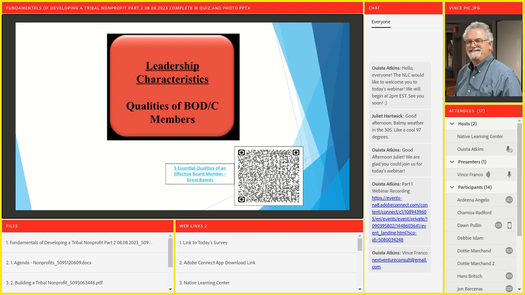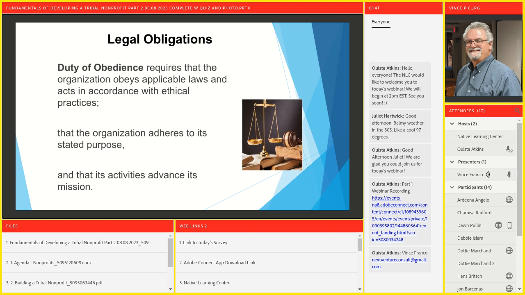Okay, we talked about obedience. Last one. It requires that the organization obeys applicable laws, regulations, acts in accordance with ethical practices and statutory rules, commonly accepted accounting principles, regulations that come down from federal funders for federal awards, et cetera, that the organization adheres to its stated purpose, which is basically its mission statement, and that its activities advance the mission.